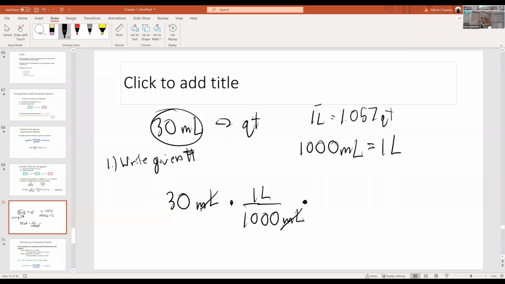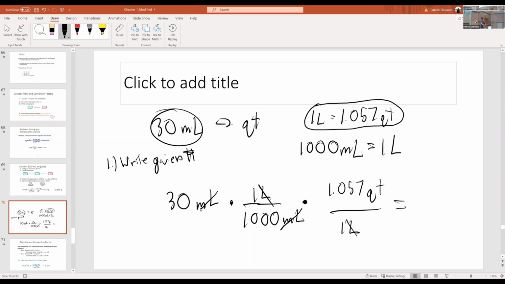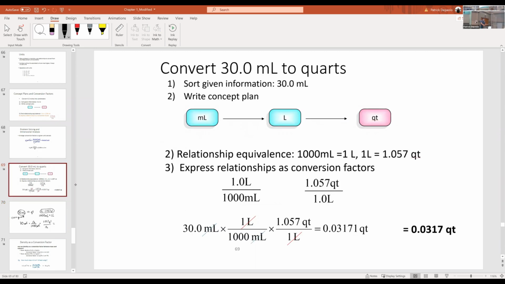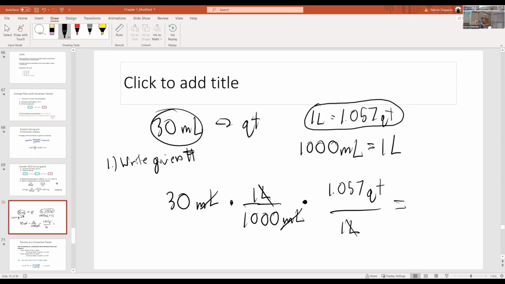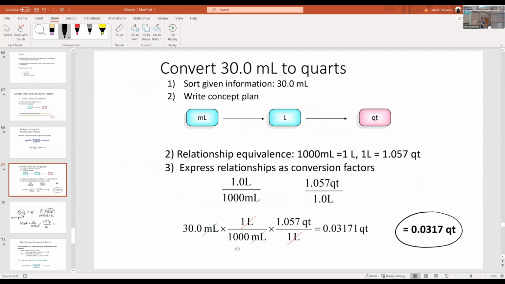Now whatever this number is, 0.03, will be the liters, that is the 30 milliliters converted to liters. Then we can directly use our next conversion, which is liters to quarts. We put quarts on the top, because that is the unit that we want to end up with, divided by liters. Liters will cancel out, and your answer will be 30 divided by 1,000 times 1.057, so you get this answer, 0.0317 quarts.